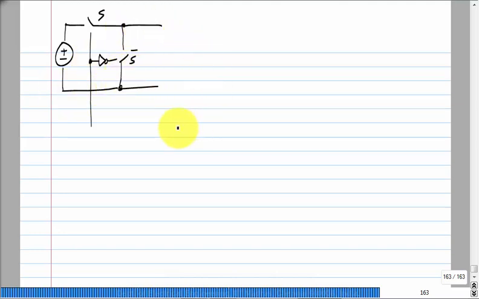So, now we have to take the next step and turn this into a closed loop system where you can get an accurately defined output. Okay.